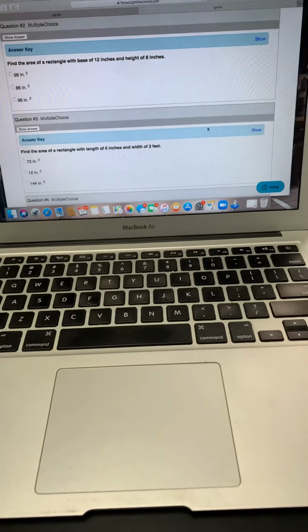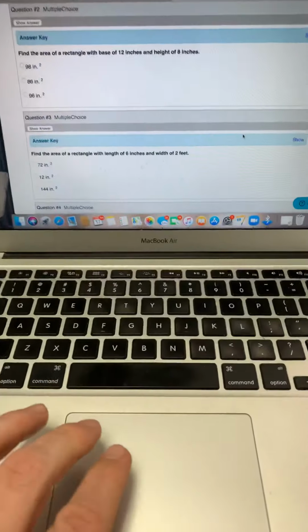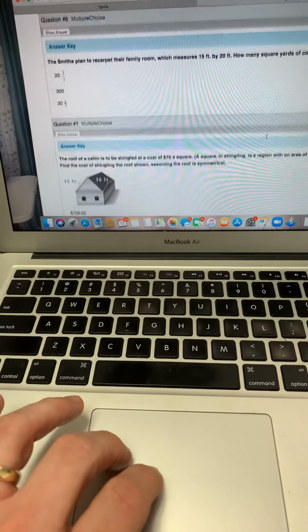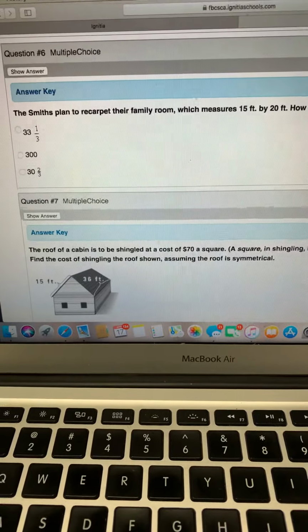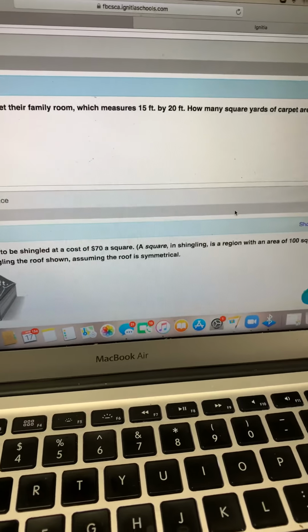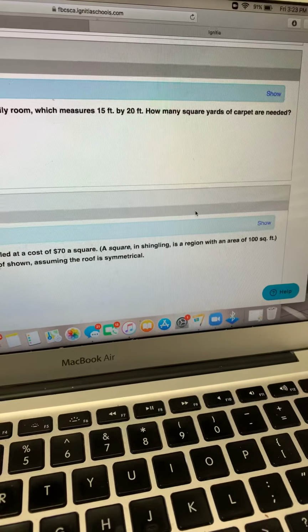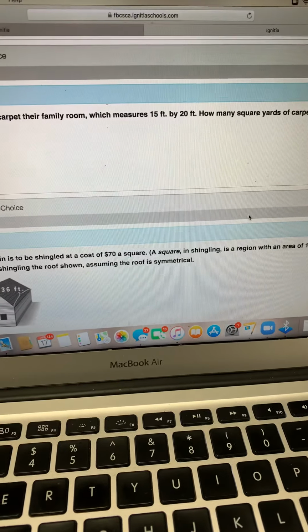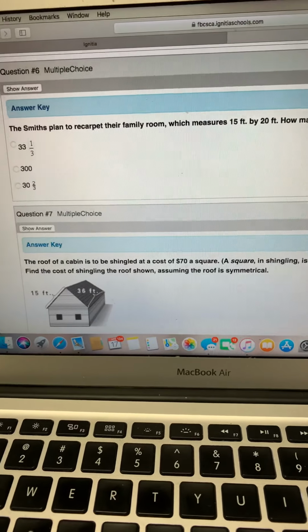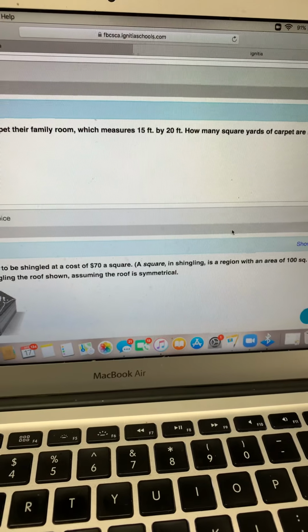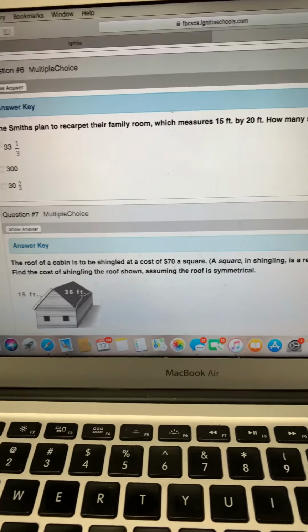All right, let's go to number 6. I'm picking out some ones that I saw several of you miss. Okay, so number 6, the Smiths plan to recarpet their family room, which measures 15 feet by 20 feet. How many square yards of carpet are needed? All right, so you need to do what here? Well, you need to convert both of these into yards. Well, how are you going to do that?